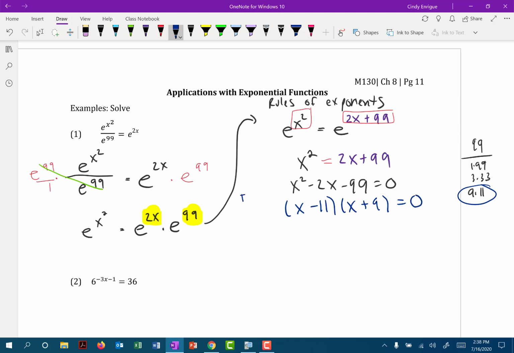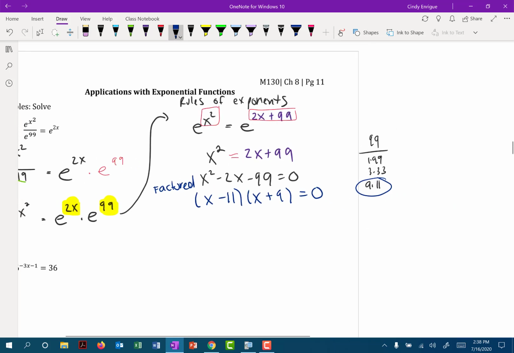So what I did here is I factored. And if you guys are comfortable with the AC method, that's fine. I did A times C, where I had my 99 and it had to add up to -2. So the only values that would work here would have been my -11 and my +9, if you like the AC method. So that's exactly what I did, except I just did it with guess and check, but it works out the same.